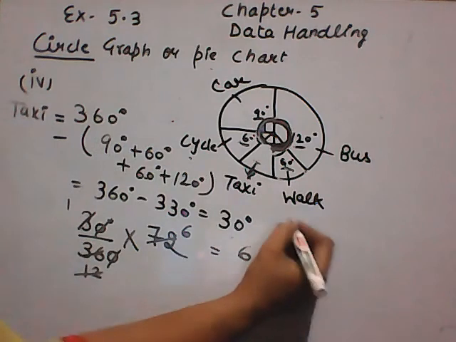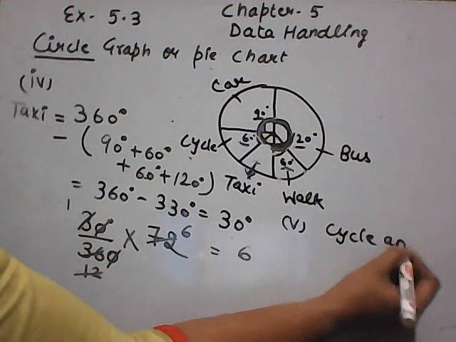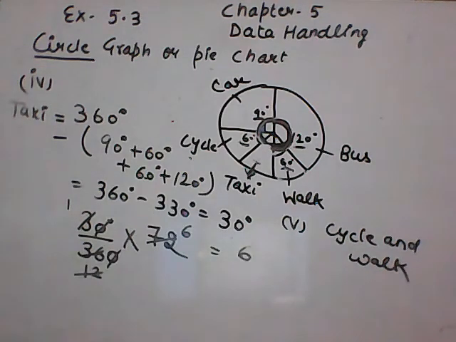Cycle and walk means of transport are equal as their central angle is equal, 60 degrees. In this way you can solve questions related to circle graph or pie chart.